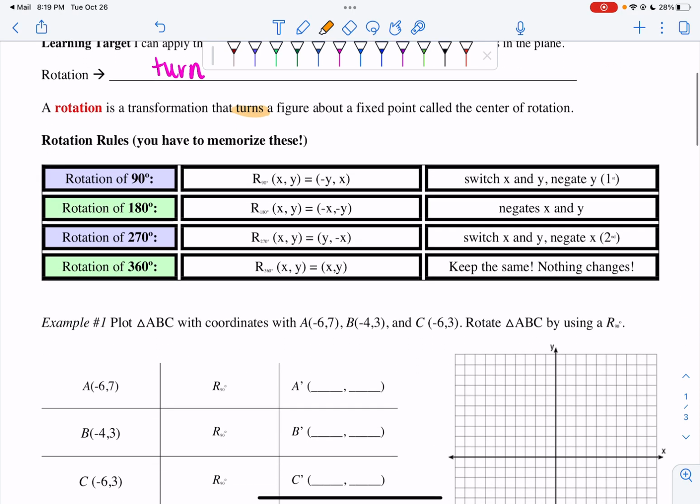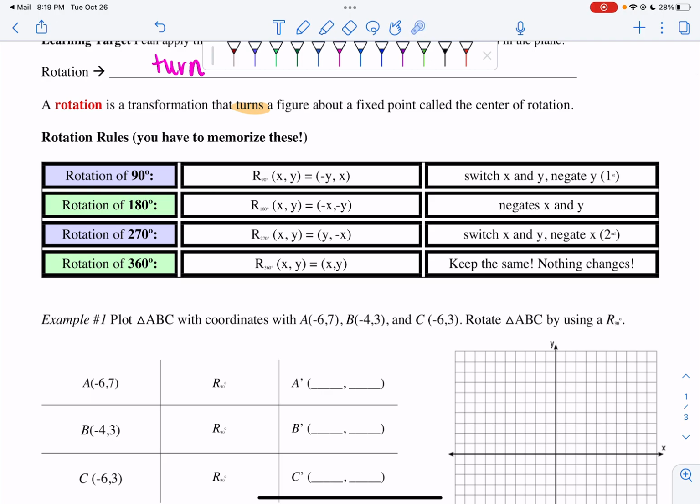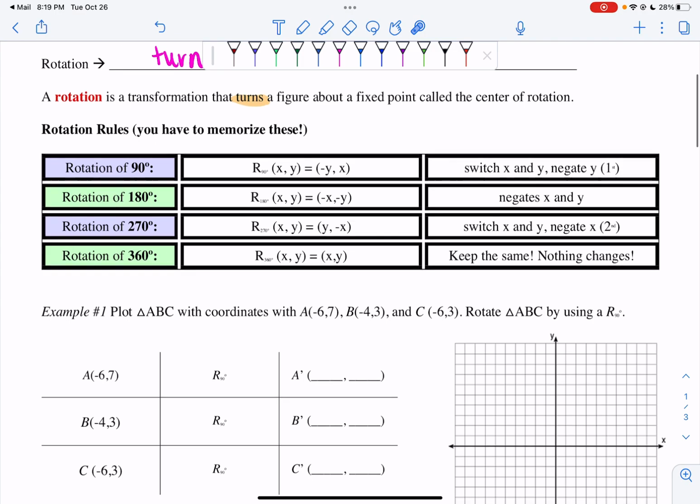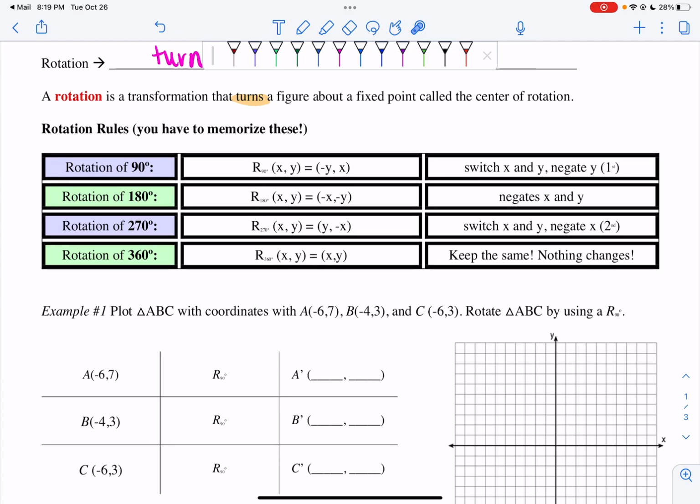Here are your rotation rules. You have to memorize these. When I do a rotation of 90 degrees, I switch my x and my y values, and then I negate my first value. If I have a rotation of 180, I just negate my x and my y values.